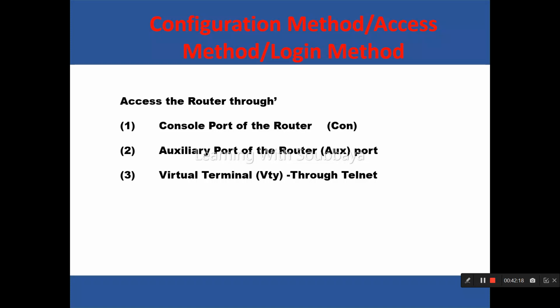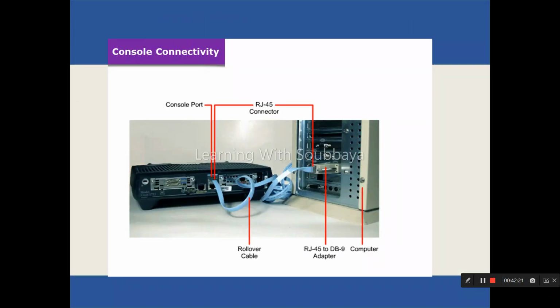If you have physical access to the router, for example, I have my router with me and I want to configure it, I can directly connect my PC to the router. This is nothing but console configuration. Directly connecting my PC into the router is called console configuration.